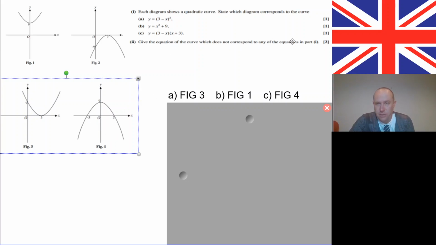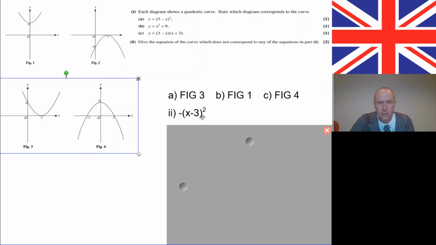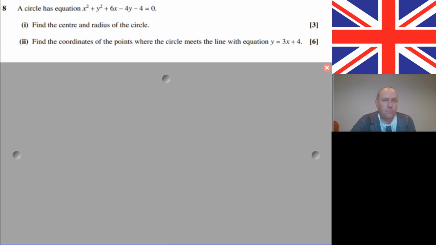Give the equation of the curve which does not correspond to any of these ones. So I've got to look at what's significant about this graph. Well, a couple of things. I know that it's upside down, so I'm going to need a negative in there. And also I can see it's moved 3 places across. So to show it's moved 3 places across, remember to do the opposite here. So I've got negative 3 here. I've also got the negative at the start of the question, and then I'm going to square it. And you could check on a graphing calculator at home if necessary, just to confirm those results.